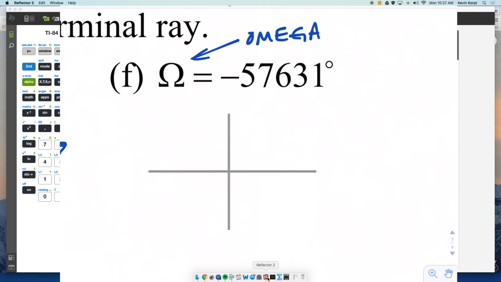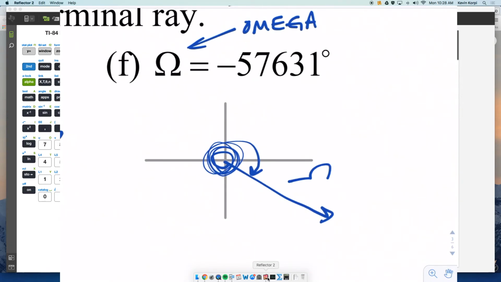Quadrant 4. So I'm going to draw a terminal ray in quadrant 4. But I don't want to draw it like that, do I? Because that gets to it by going in the positive direction, and that's not what omega is. So if you want to show all of those rotations, just go for a dizzying spin, and then have your terminal ray land there. I'm not going to be that interested in that. If you want to just kind of draw a crazy spiral to show that it did go around more than once, that's fine. But there it is. There's omega, and we've labeled it.